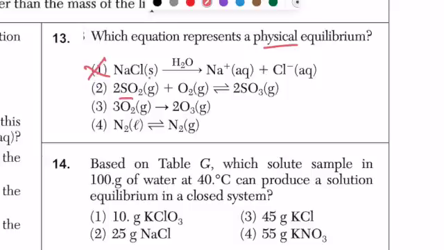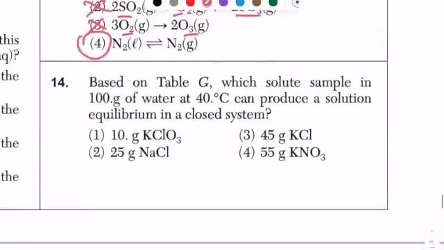Then you have these two things reacting to become a compound that is not phase. It's a chemical change. Sorry, it's not physical, it's a chemical change. Then you have O2 converting into O3, that is once again chemical. So the answer will be nitrogen going from liquid to gas and then from gas to liquid.